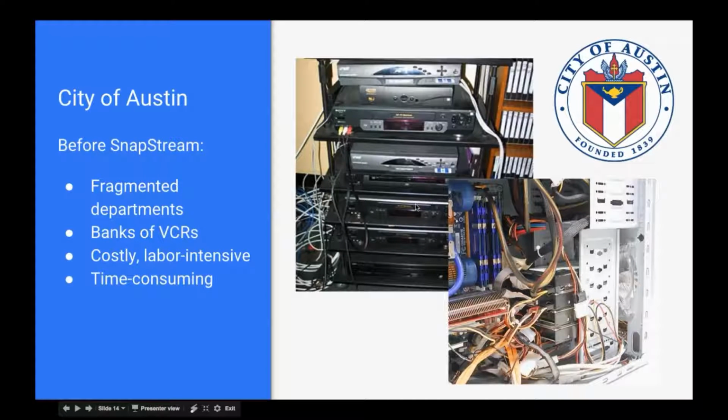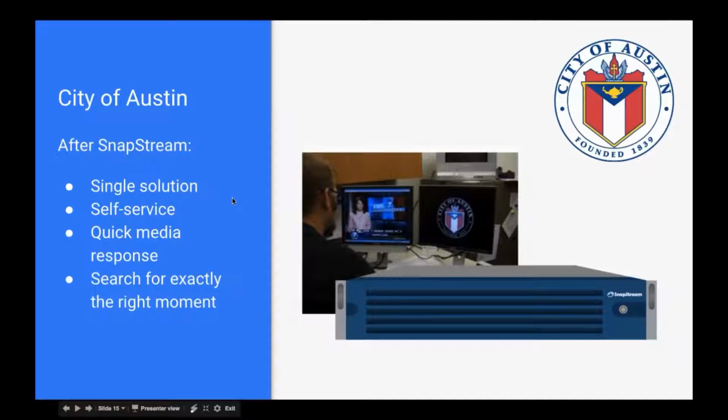Another great example of Snapstream in action is the city of Austin. Before they had Snapstream, every department, fire, police, convention center bureau, etc., all did their own thing when it came to monitoring television. Some people had VCRs, there were a couple of clipping services, but the whole setup was costly, it was labor intensive, and no one was on the same page.